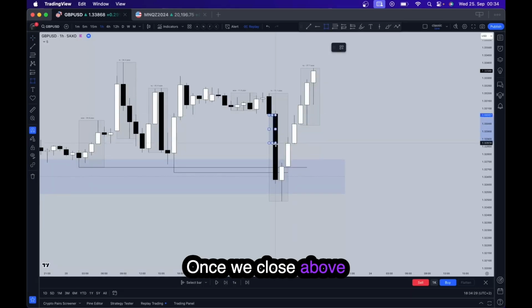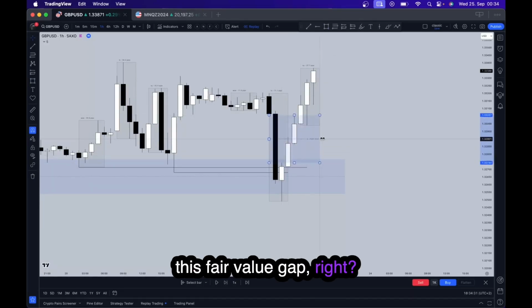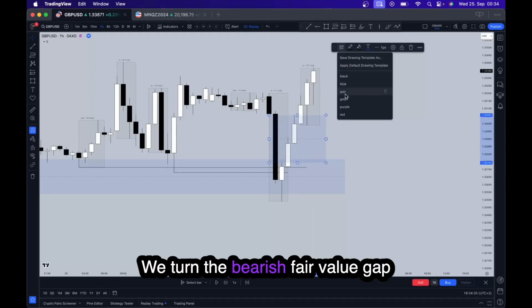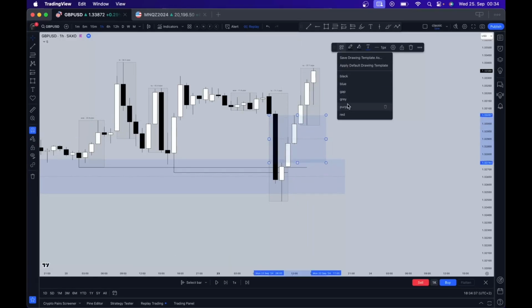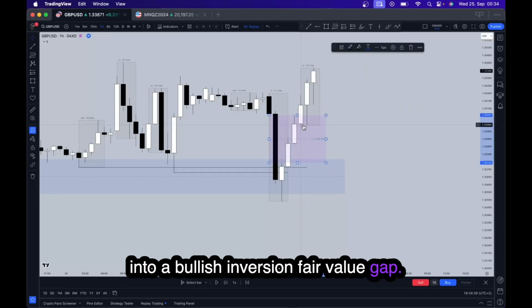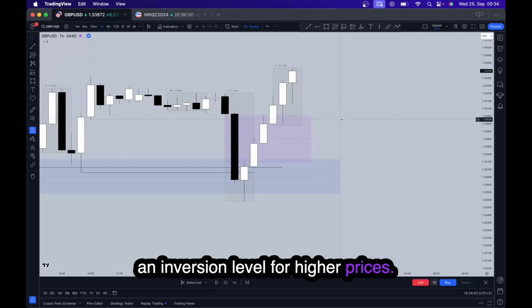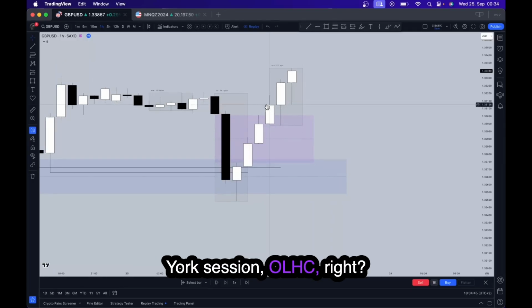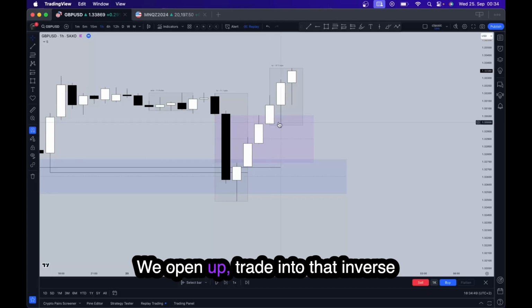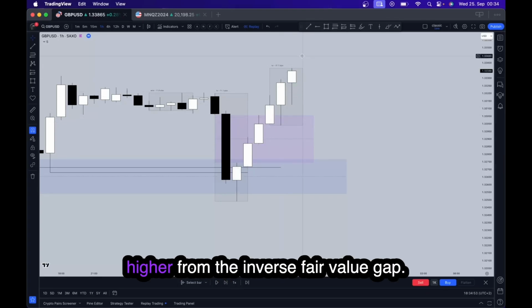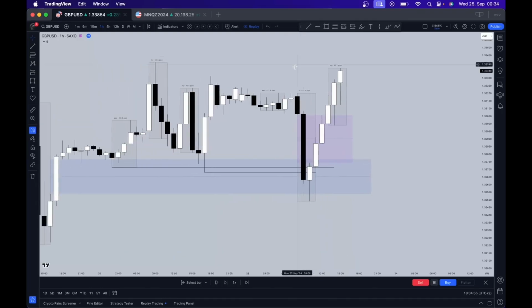Once you close above this fair value gap, right, we have that candle here, we turn the bearish fair value gap into a bullish inversion fair value gap, and we want to use this level as an inversion level for higher prices. And you can see here, New York session, open, low, high, close, right? We open up, trade into that inverse fair value gap, and then we expand higher from the inverse fair value gap.